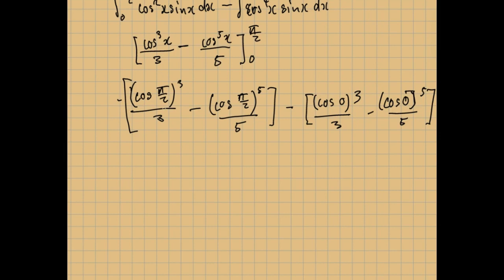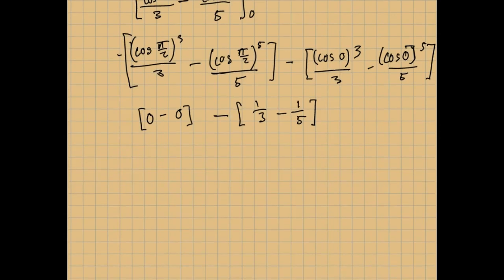So here it's 0 to the power of 3, which is still 0. So this is 0 minus cos pi over 2, which is 0 again. So it's 0 minus 0, because if the numerator is 0, everything will go to 0. 0 divided by 3 is still 0, and 0 divided by 5 is still 0. Then this is minus what? Cos 0 is 1, and 1 cubed is still 1. So it's 1 over 3 minus, cos 0 is 1 again, to the power of 5 is still 1, so it becomes 1 over 5.